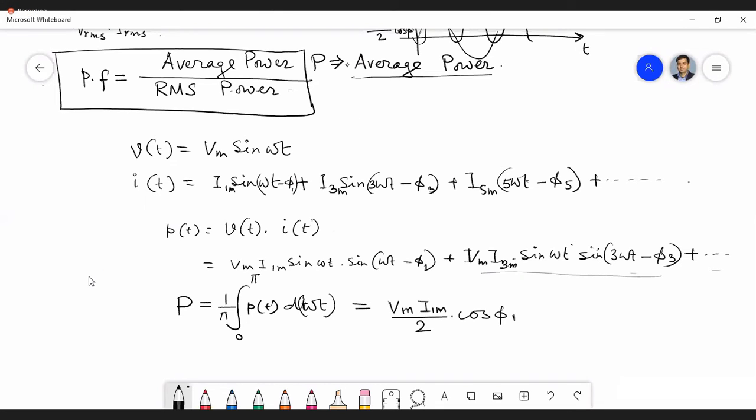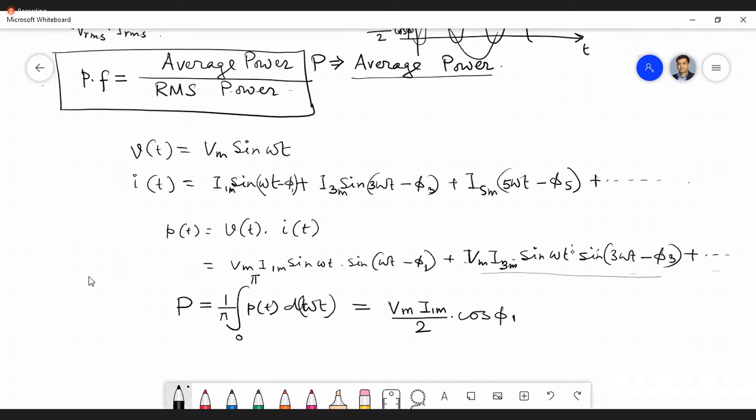Why? Because all of them will cancel out in the integration, because they are periodic quantities. Because of the orthogonality principle, they will all cancel out as they have different frequencies. Okay, so that means you will get the contribution only from the fundamental component of current. Other harmonic components of current won't have any contribution in the average power. Okay, so that is the thing.